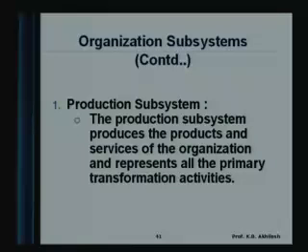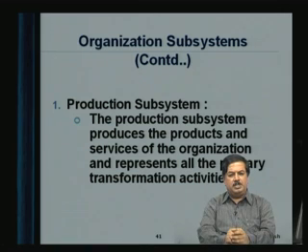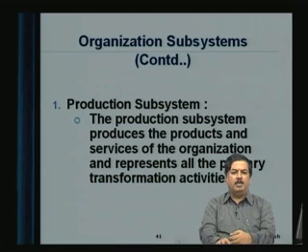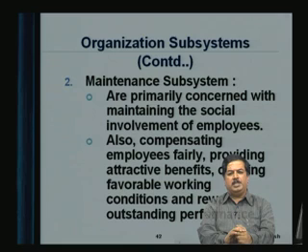The production subsystem produces the products and services of the organization and represents all the primary transformation activities. So whenever we see the production subsystem, it is focusing on speed, on efficiency, and on using less material but giving more value. And the other one is the maintenance subsystem.